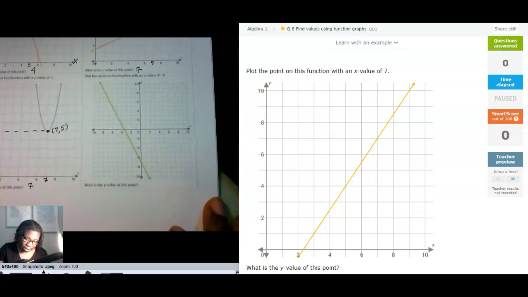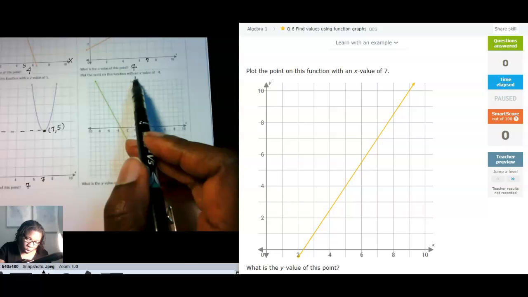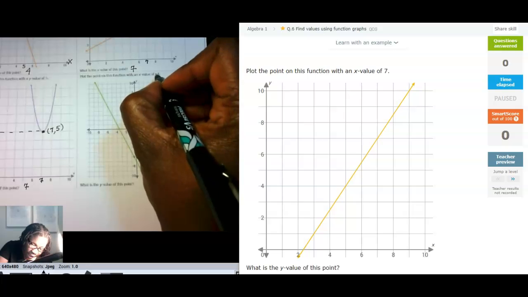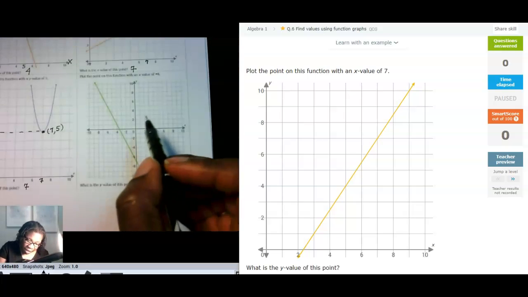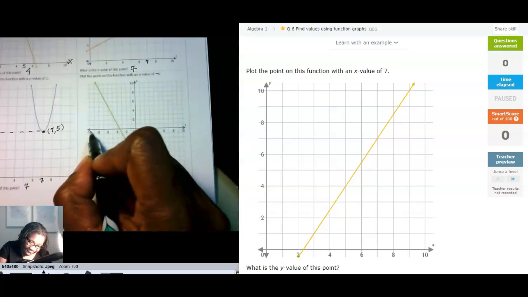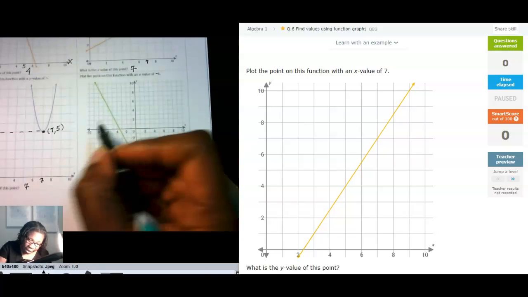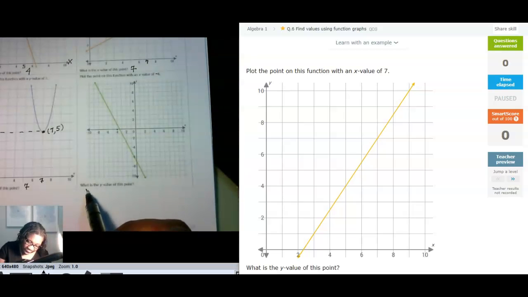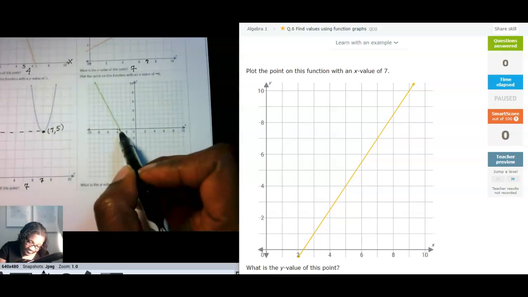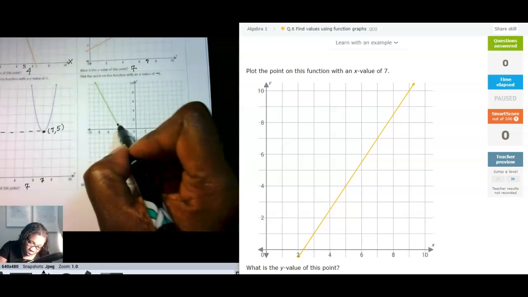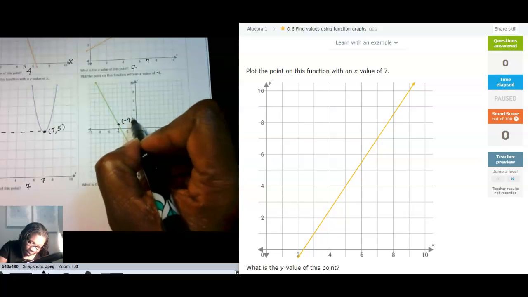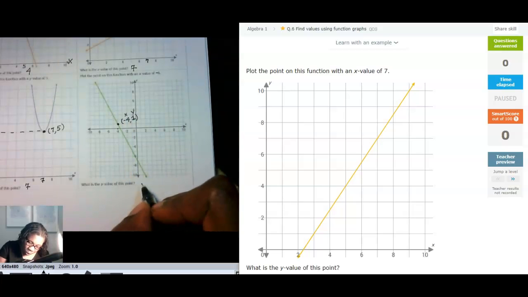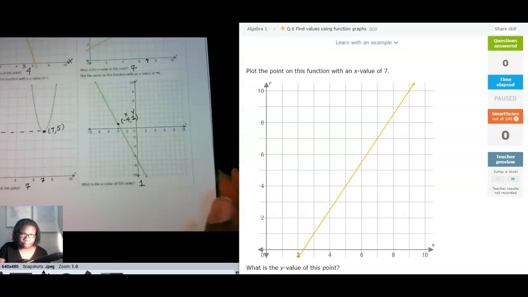Here we've got plot the point on this function with an x value of -4. Maybe it's kind of hard to see that negative there. So we're going to find -4 on the x-axis. Remember, that's the horizontal line here. So here's -4. They want us to find what is the y value when x is -4. Well, here's our ordered pair here. It's -4, 1. So this is our x and this is our y. So the y value of this point is 1.